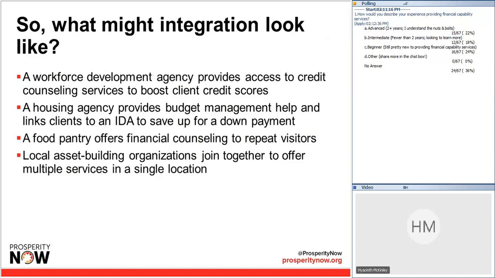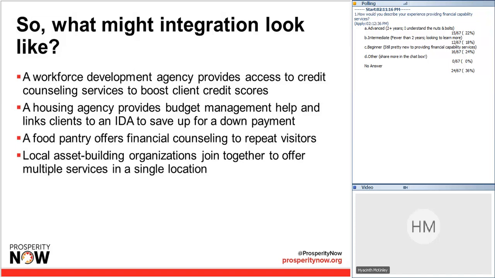A housing agency might provide budget management support and connect clients to an IDA, which is an adult match savings account, to help them save for a down payment and pairing that with a match. A food pantry could also offer financial counseling services because they recognize that people are coming to them for emergency support and they'd like to help them feel more stable.